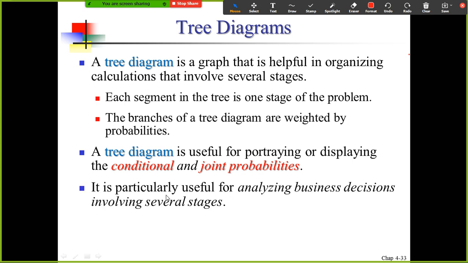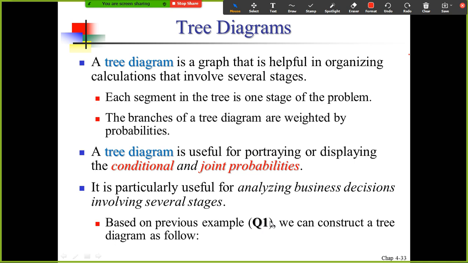It is particularly useful for analyzing business decisions involving several stages. If you want to make a choice or make decisions by using several stages, several steps, or several problems, we can use a tree diagram. Based on previous question number 1, we can construct, we can develop, we can make tree diagrams as follows.